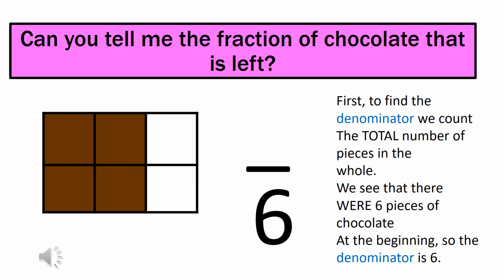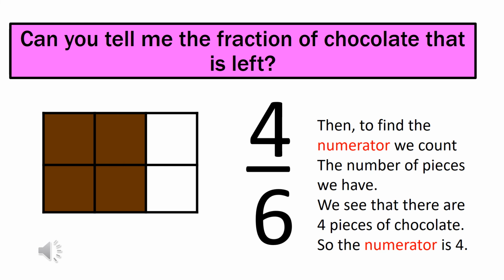Let's see if you're right. First, we can find the denominator. Remember, the denominator is the number on the bottom, and we find this number by counting how many pieces were there at the very start. We can see that there were 6 pieces of chocolate at the beginning. We know the denominator is 6.